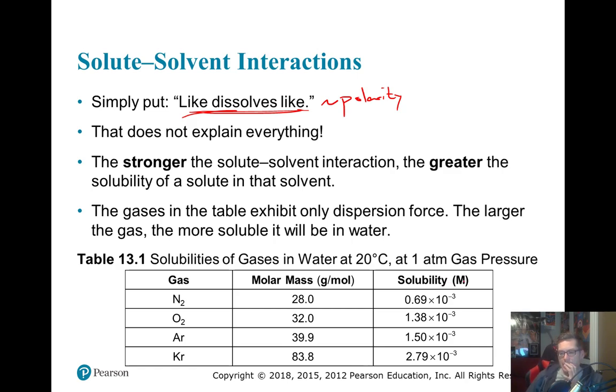But we can see that as the dispersion forces increase, that means those attractive forces, those intermolecular forces between the solute and the solvent, the solubility increases. So we can see here it's several times higher solubility of krypton in water than the nitrogen was. And it's all because of that increased number of dispersion forces.